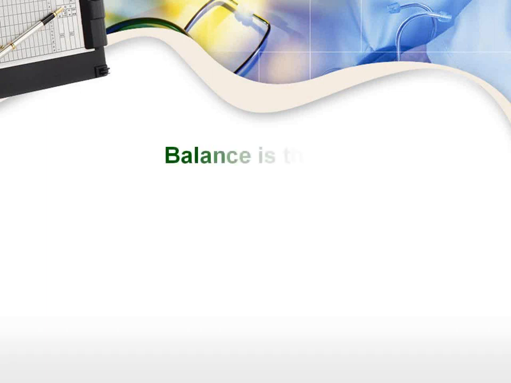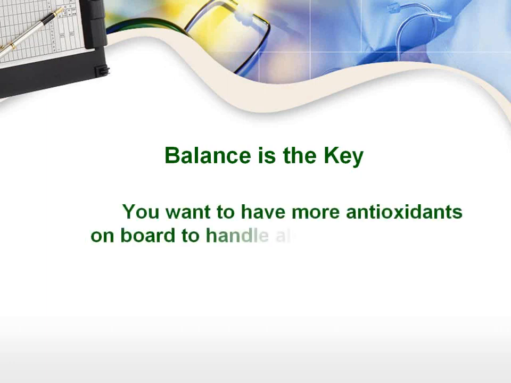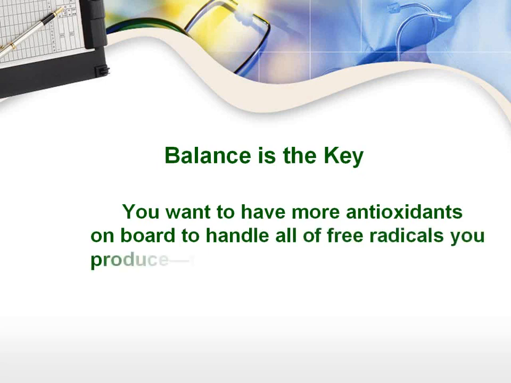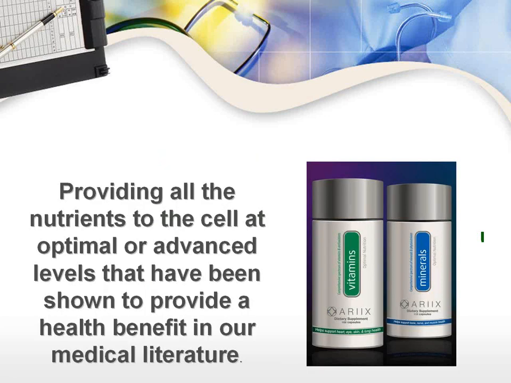And so what you need to learn is that balance is the key. In other words, you want to have enough antioxidants on board to handle the number of free radicals you're producing. Then you can actually prevent this oxidative stress. What is really key with all this is that the amount of free radicals you and I produce is not steady. Because of our stressful lifestyles, our polluted environment, and our over-medicated society, we are producing more free radicals than any generation that's ever walked the face of the earth.